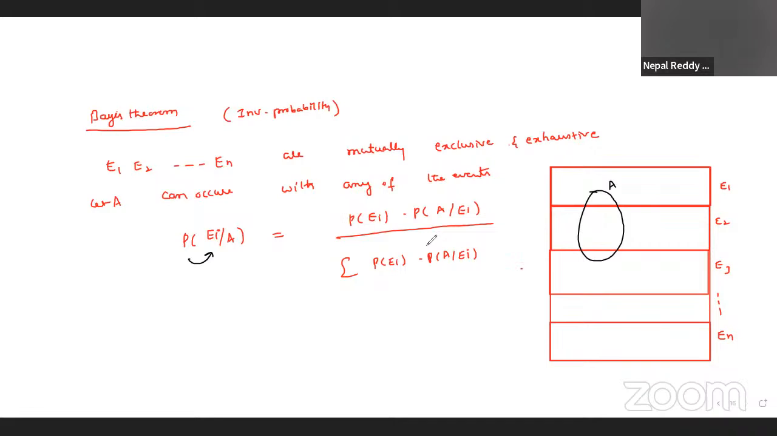Suppose that the question is: a bag contains 3 white and 2 black colored balls. 3 white and 2 black balls. And another bag B.